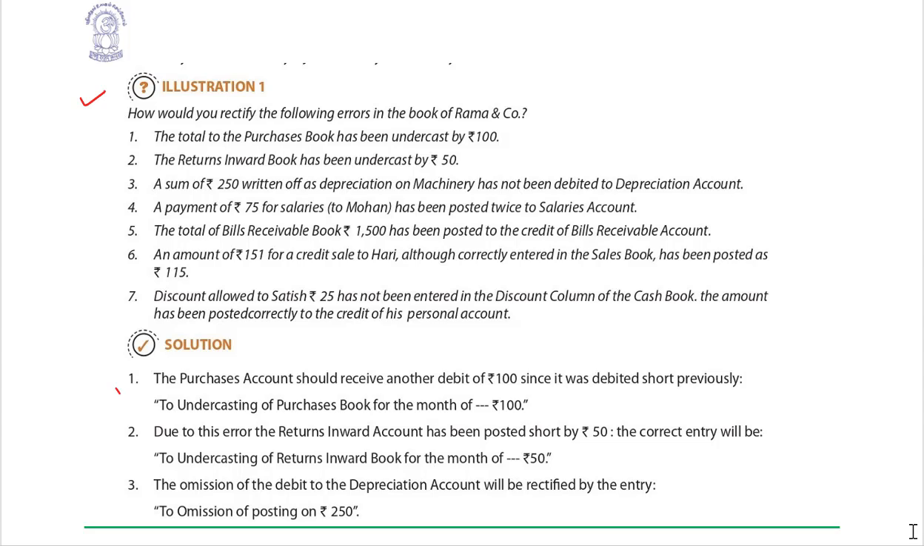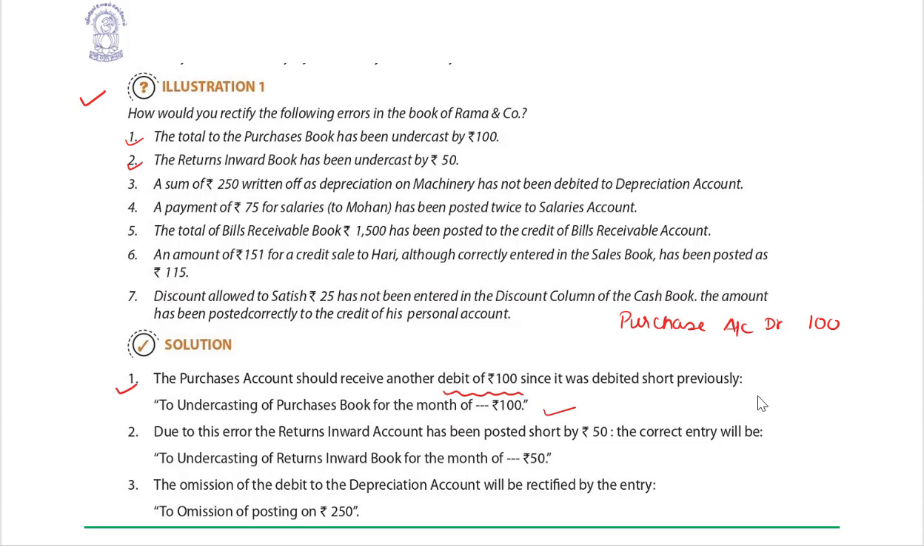Let's see the solution first over here. The purchase account should receive another debit of 100 since it was debited short previously due to undercasting of purchase book for the month of rupees 100. So what will we do? We will additionally debit purchase account by rupees 100. I think it is clear. So what do we need to do over here? We will debit purchase account 100. Let's see the second one.